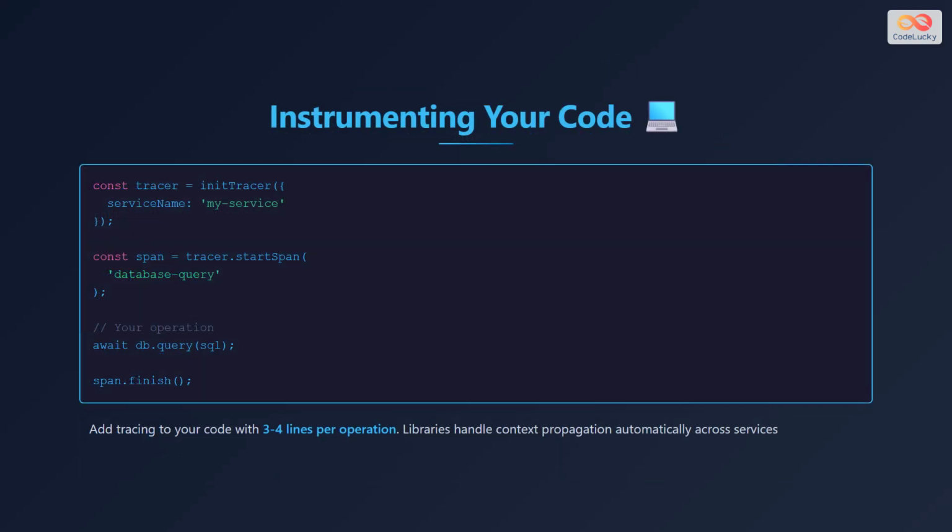Adding tracing to your code is straightforward. You initialize a tracer with your service name, then start a span before each operation you want to track. For example, before executing a database query, you start a span named database query, run your query, and then finish the span. Most tracing libraries handle context propagation automatically across services, so you only need 3 to 4 lines of code per operation.